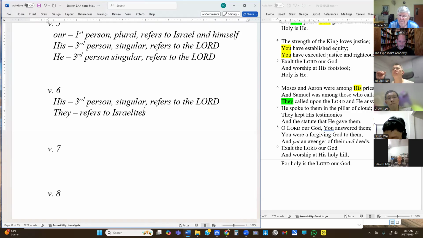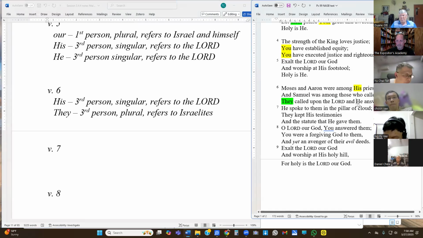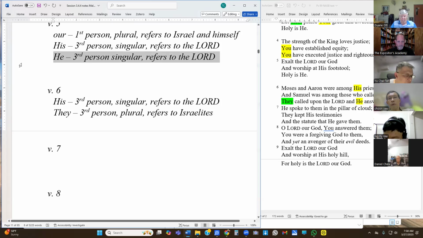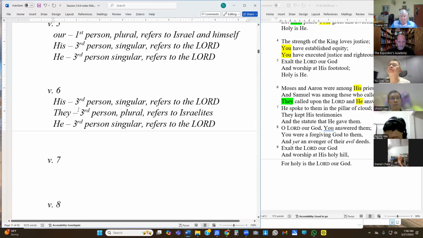And what's the person and number? Third person plural, yeah, they. Yes, third person plural. And the second pronoun on the third line is "he." He is third person singular, and it refers to the Lord. Okay, good. Very good.